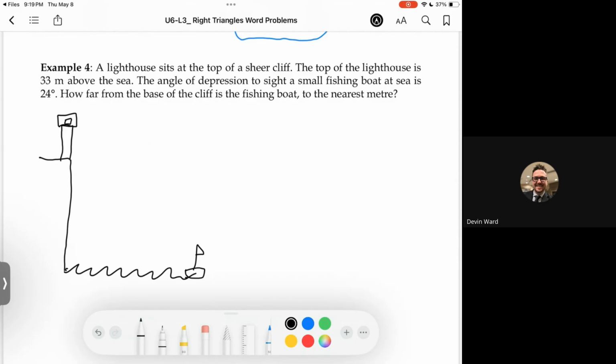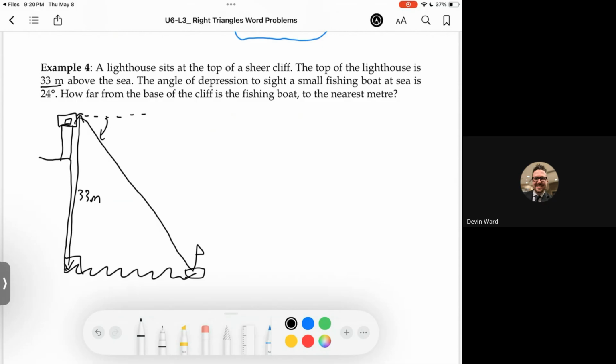The lighthouse is 33 meters above the sea. So from here all the way to there is 33 meters. And we're just going to assume that the cliff makes a right angle with the sea because it's a sheer cliff, which I'm pretty sure means it drops straight down. Okay, and then I have an angle of depression. So I'm going to draw my line straight out, and then it comes down to the boat. I actually did that pretty well. So it goes from there down.